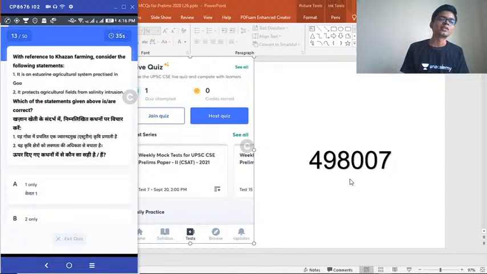Question 13. With reference to Khasan farming, consider the following statements. It is an estuarine agricultural system practiced in Goa. It protects agricultural fields from salinity intrusion. Which of the given statements are correct? Khasan farming has been in the news.